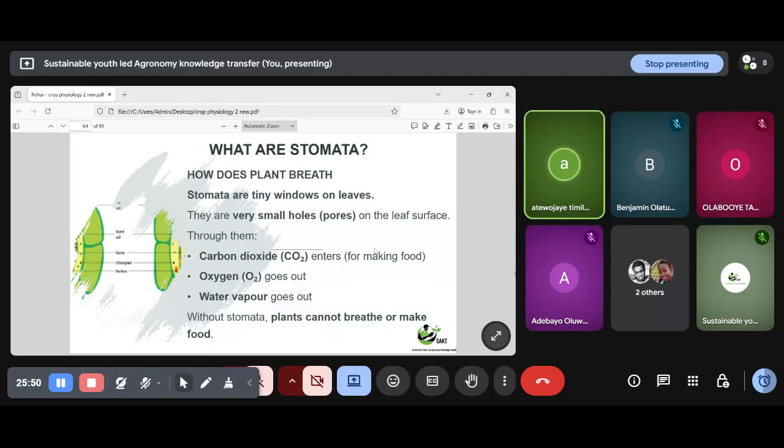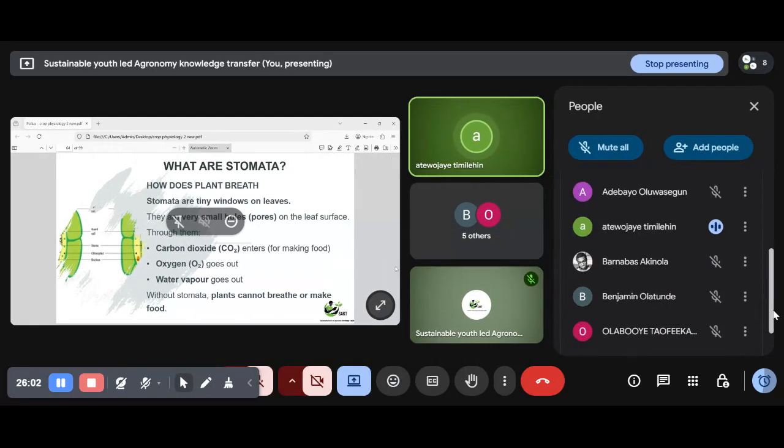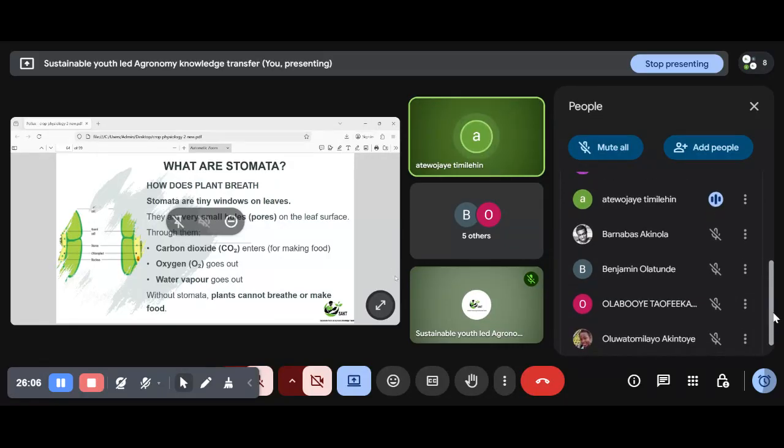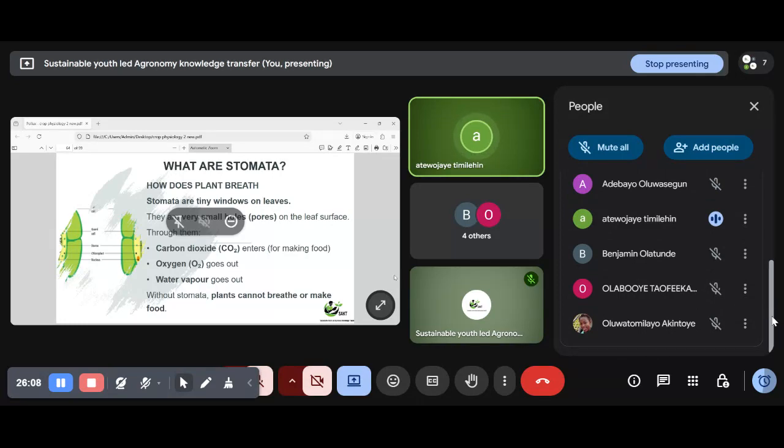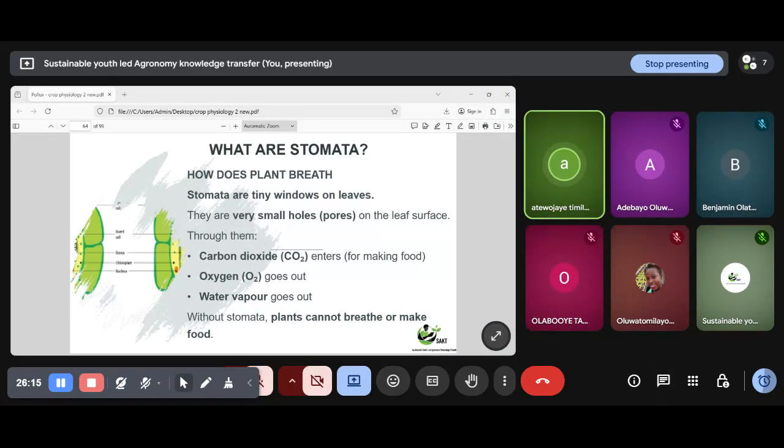So they are small holes on the leaf area. It allows carbon dioxide and water in and out. We human beings breathe out carbon dioxide and breathe in oxygen. But with plants it's the reverse, right? They breathe in carbon dioxide, and oxygen is like a waste to them. So water vapor goes out.